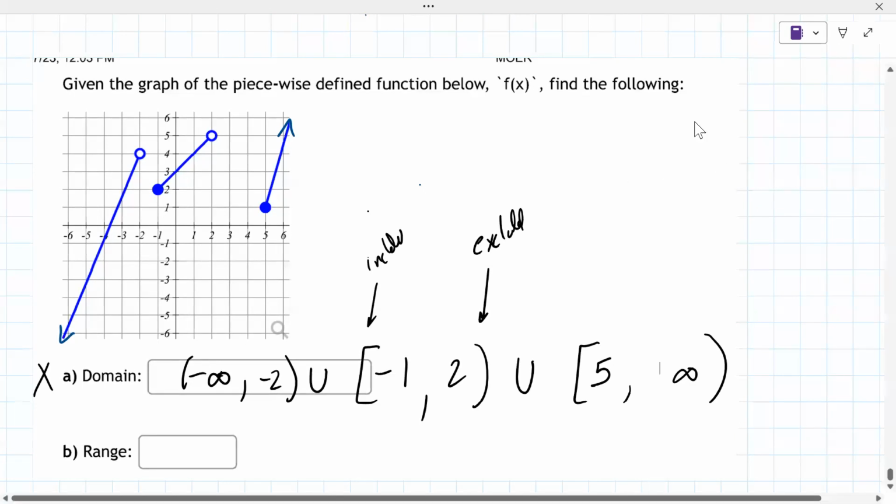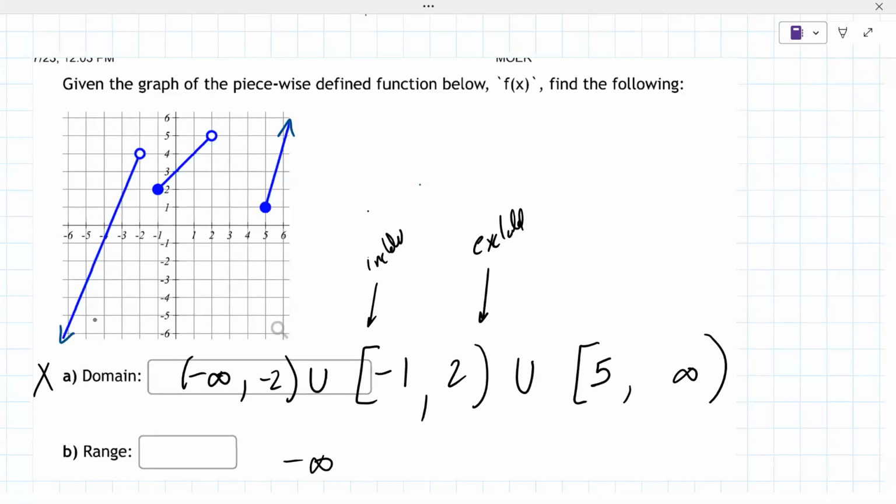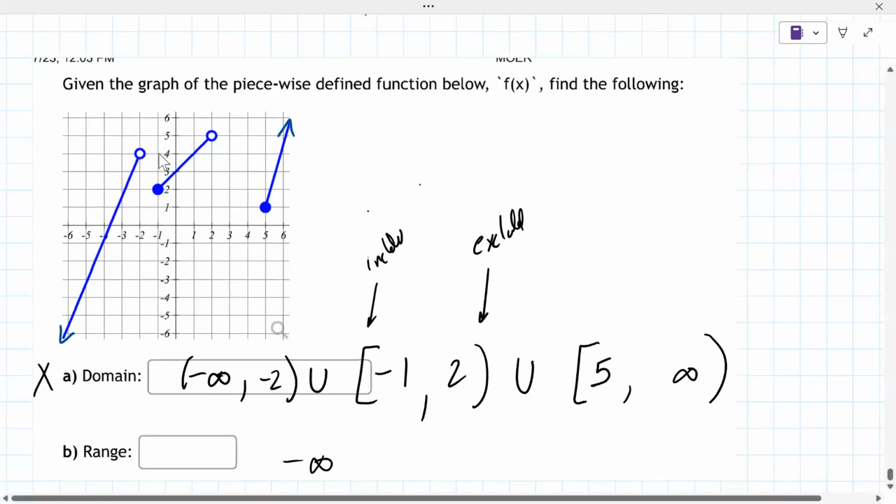Okay. Range. Now it's just y. What is the smallest y value that you see? How far is it? Is it always going to be negative infinity? Well, not always, but how far down does this go? Negative infinity. Now it looks like it stops at 4, right? But then do you see how this next one covers it? It goes from 4 to 5. And this one goes 5 up forever. So it's fully saturated.